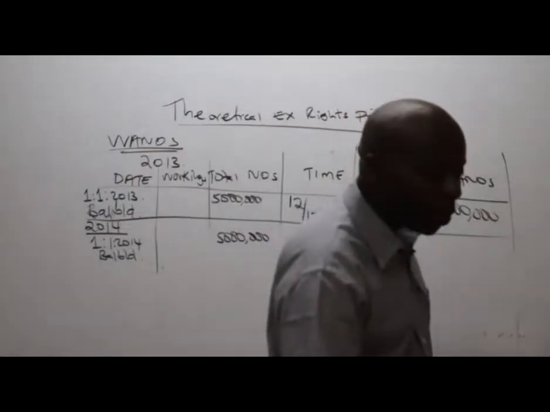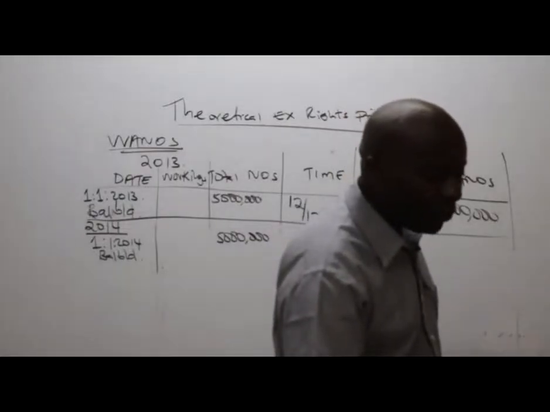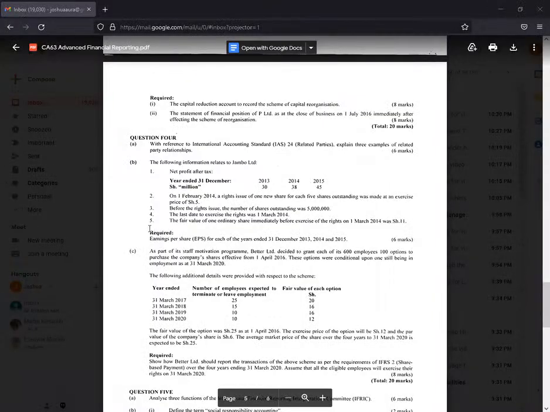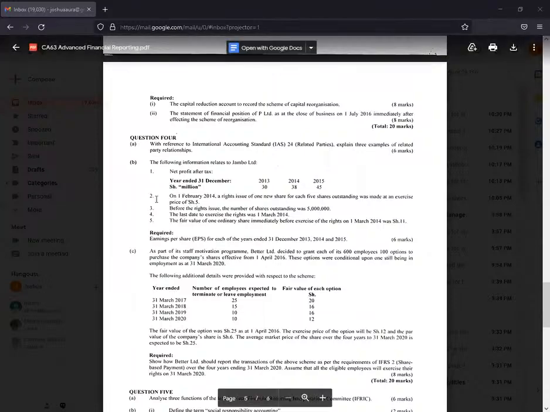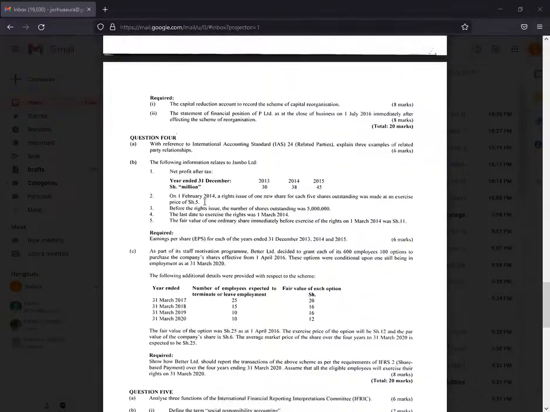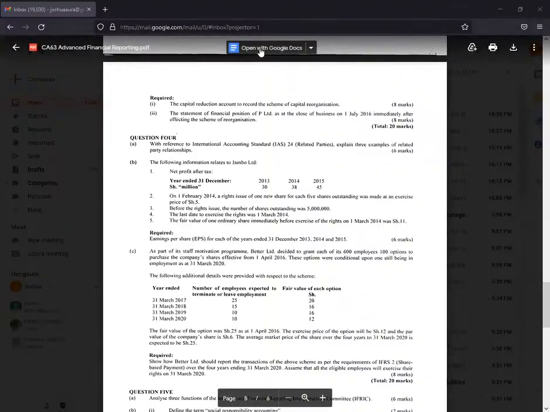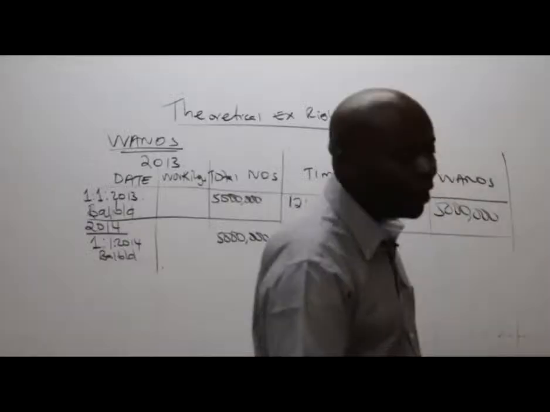In 2014 there were things that happened. Looking carefully here at 2014, which date is this? On 1st February 2014, a rights issue of 1 new share for each 5 shares outstanding was made at an exercise price of how much here, somebody? 5. So there was a new issuance of shares which will be affecting our weighted number.